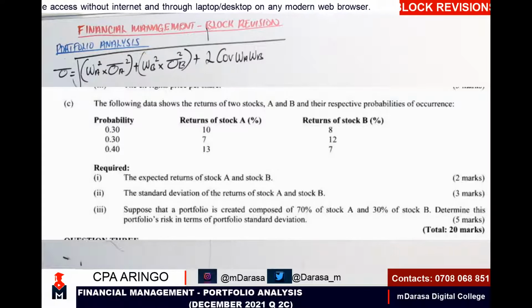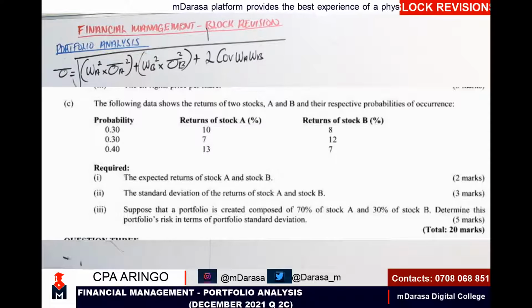Then I was told, number one, required here, very simple, the examiner wanted me to determine the expected return of stock A and the expected return of stock B. Number two, we are required to determine the standard deviation of returns of stock A and stock B. Then finally, we are told that suppose a portfolio is created composed of 70% of A and 70% of B. Determine this portfolio risk in terms of portfolio standard deviation.